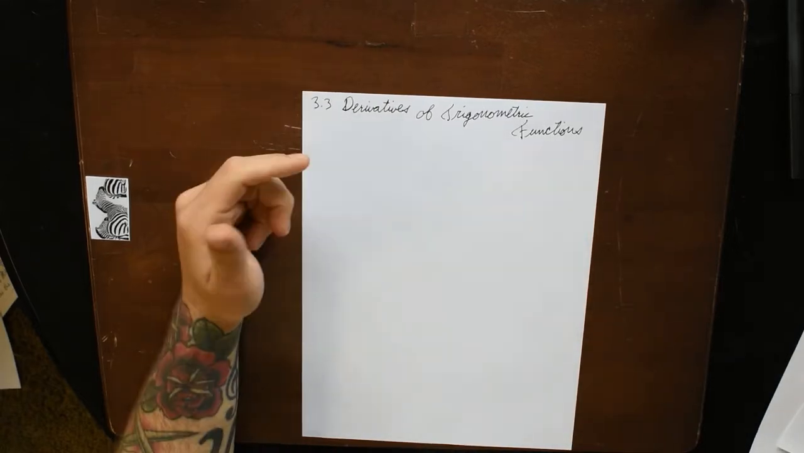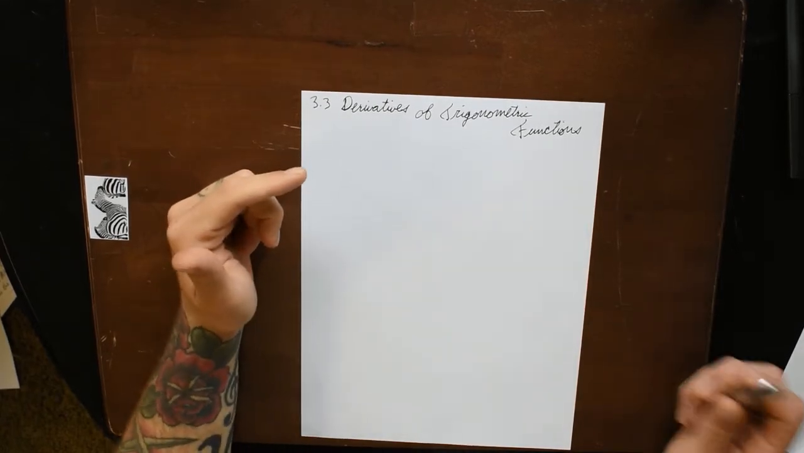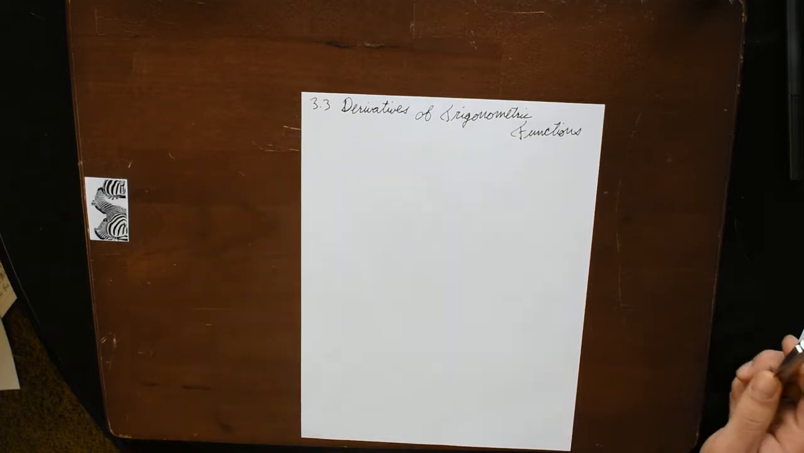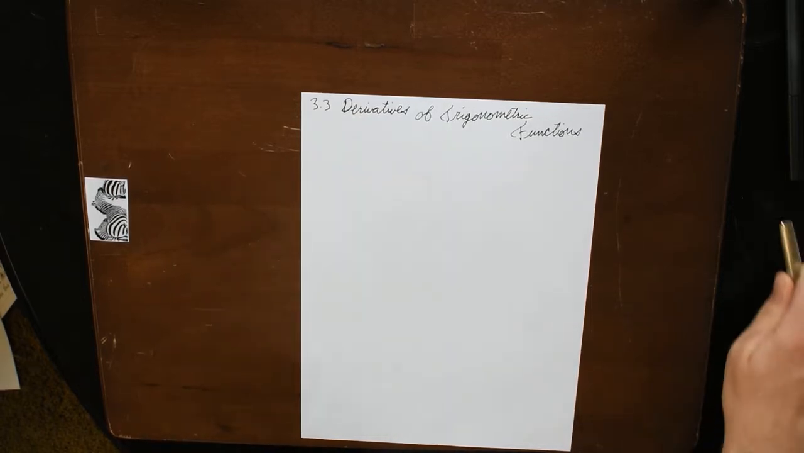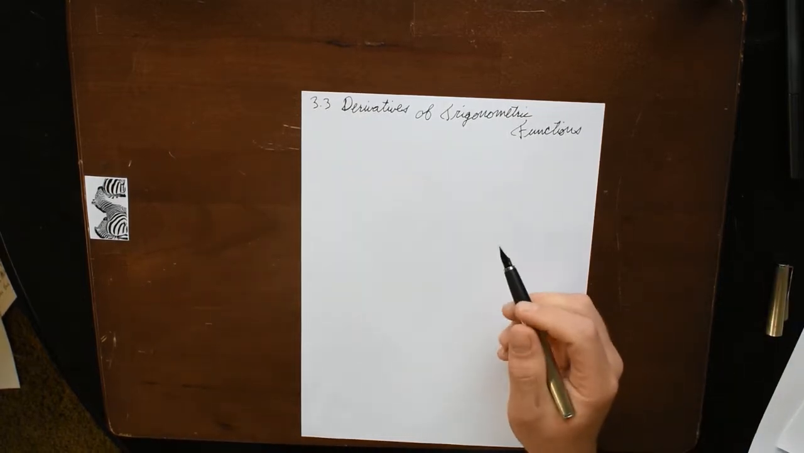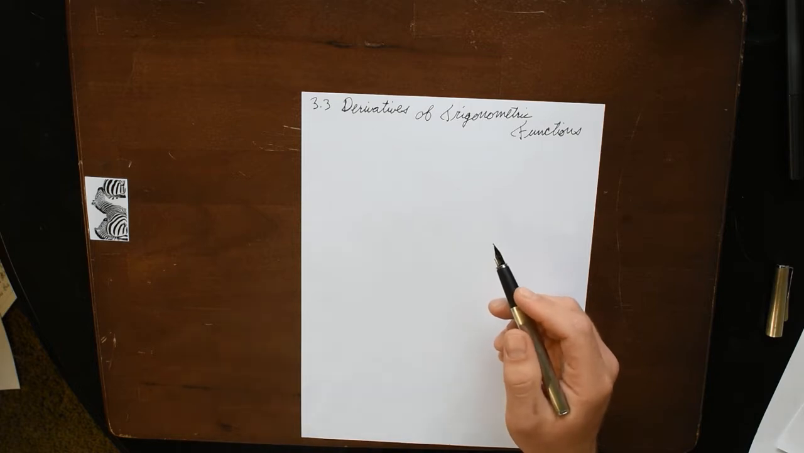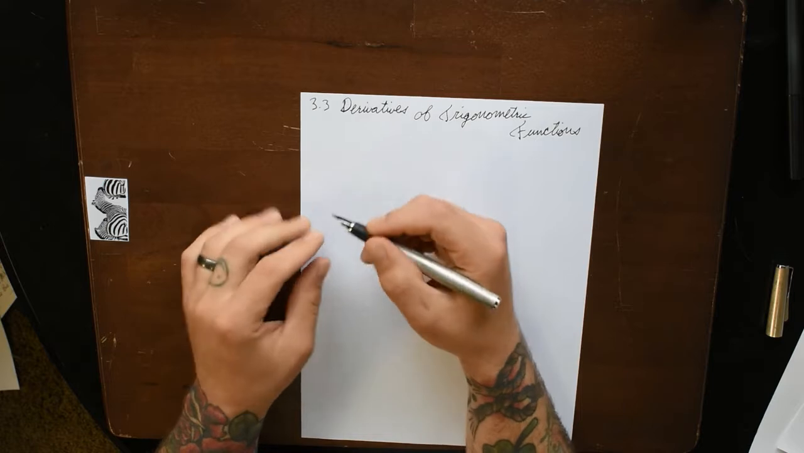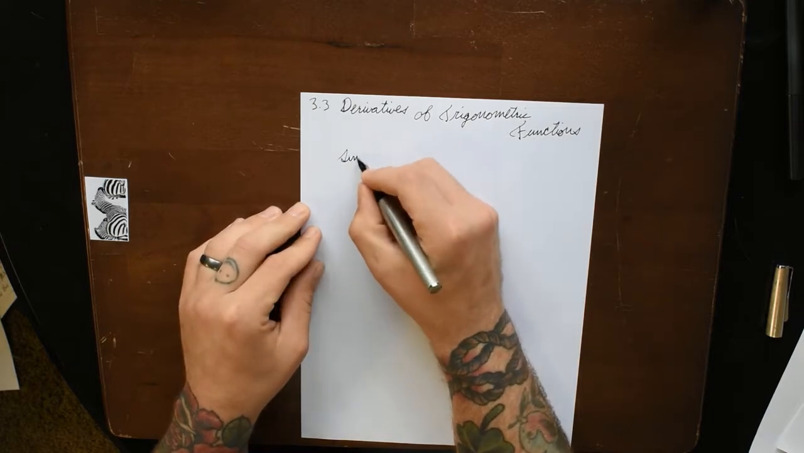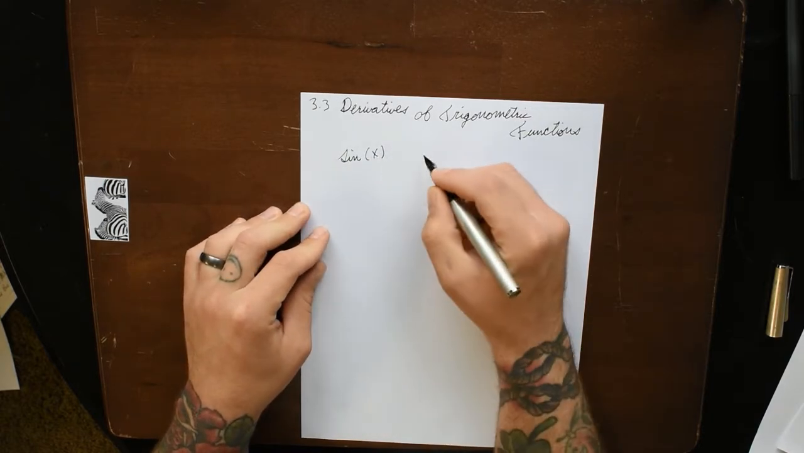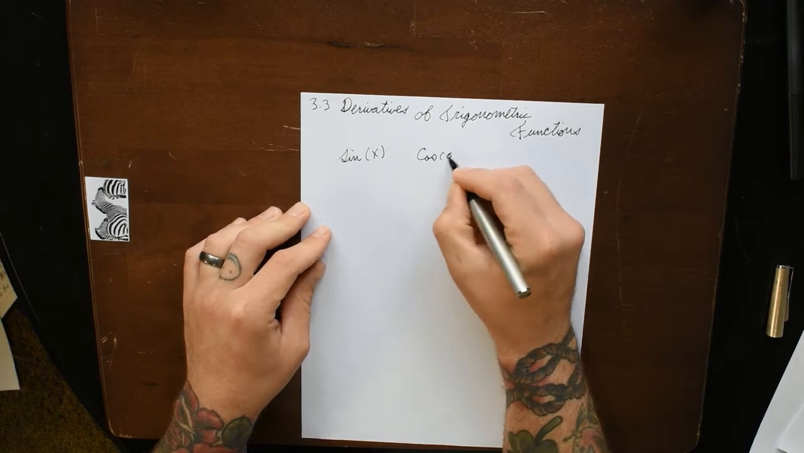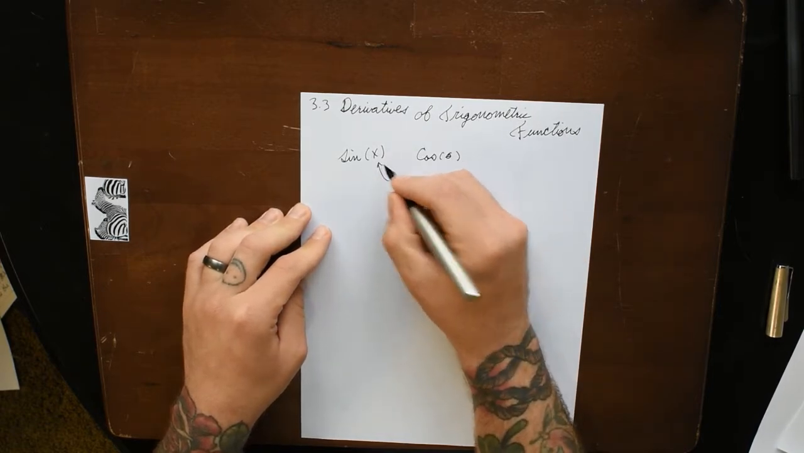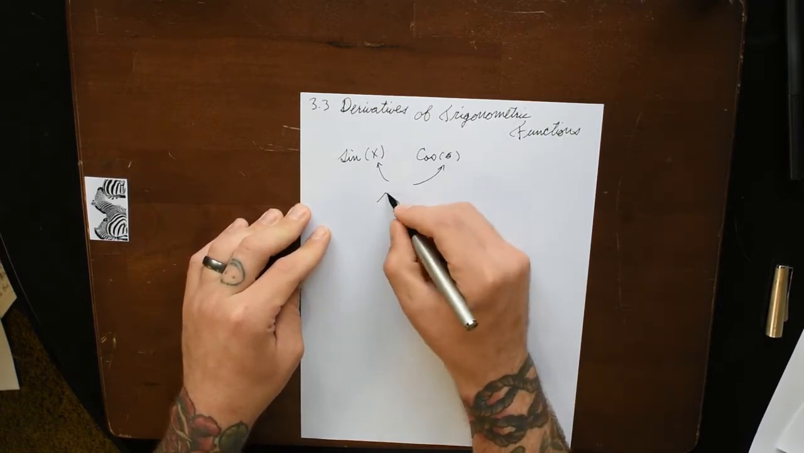Hey everyone, in this video we're going to go over section 3.3, derivatives of trigonometric functions. And I want to first off say that all of our trigonometric functions are going to be functions of theta measured in radians. I guess it could be functions of x, but when we say sine of x, or if we say cosine of theta, these are always going to be measured in radians.